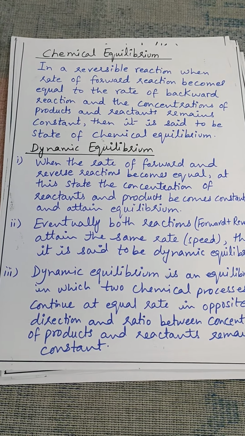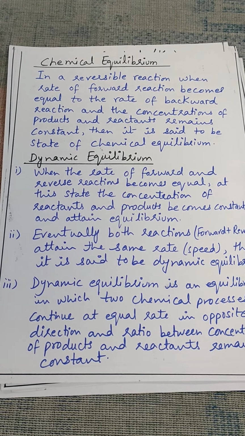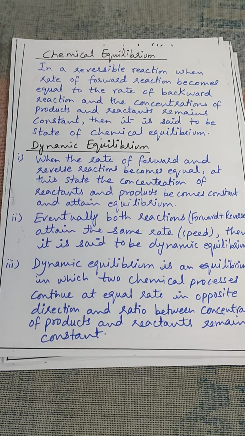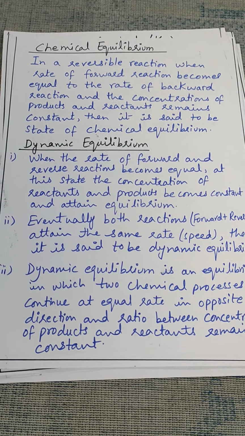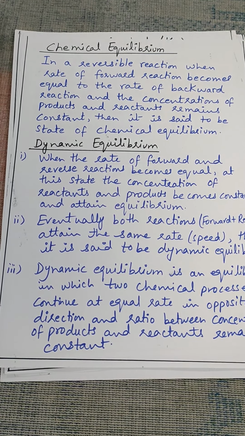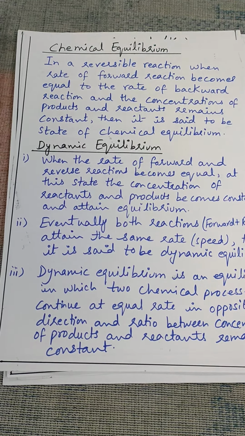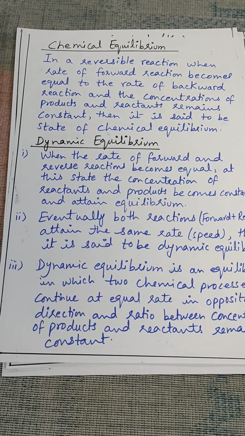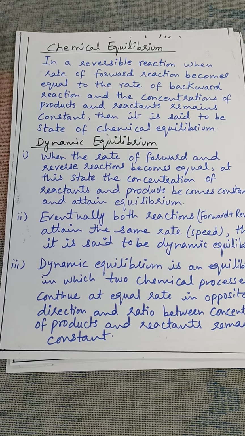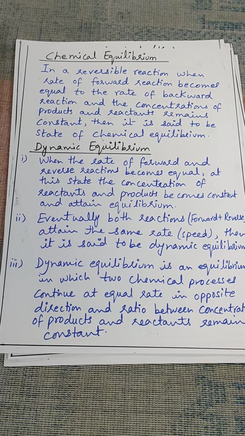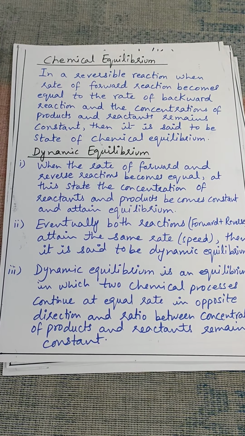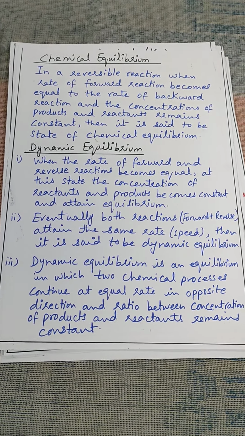Another important definition regarding the topic is the dynamic equilibrium. The dynamic equilibrium is basically the chemical equilibrium in which we discuss the equality and the concentration of the products and the reactants at the same rate. So when the rate of the forward and the reverse reactions becomes equal, at this state the concentration of the reactants and products become constant and attain the equilibrium. Eventually both the reactions, forward and reverse reaction, attain the same rate, then it is said to be the dynamic equilibrium.